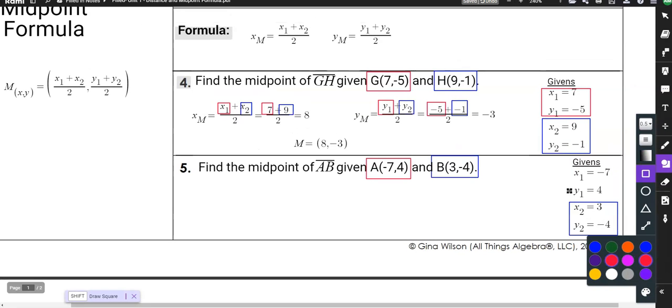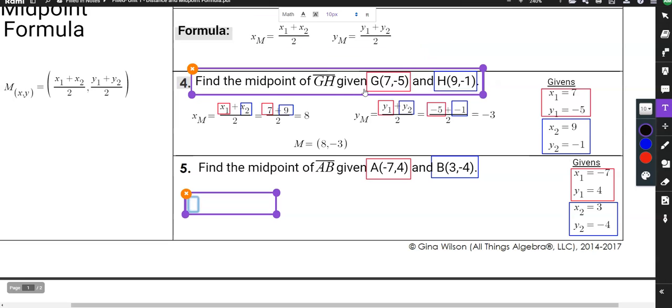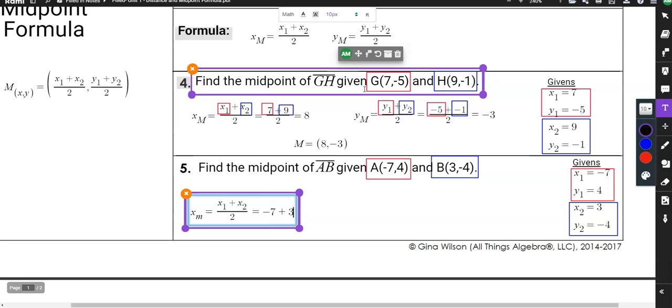And then I'm going to be writing out my formulas, both of them. So we have x of the midpoint is going to be equal to x1 plus x2 over 2, and that's going to be -7 plus 3. Fraction bar first, -7 plus 3, and we divide that by 2.